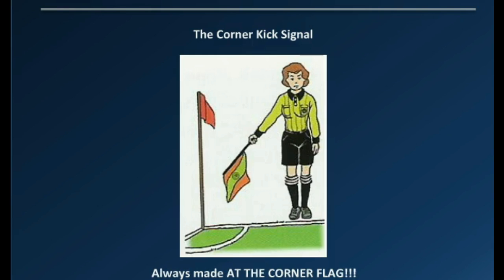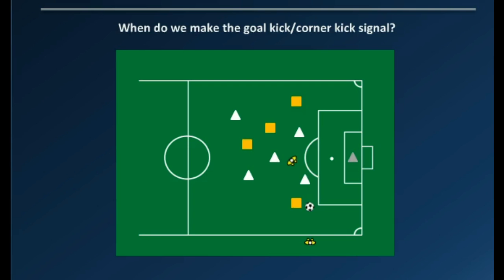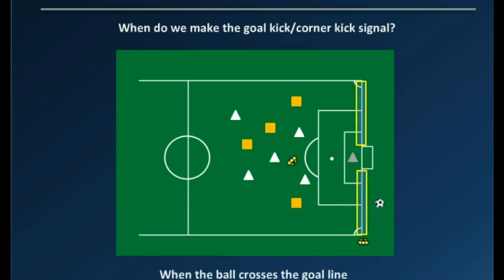The AR always points to the corner flag on his or her side of the field when signaling for a corner kick, even when the corner will be taken from the opposite corner. Don't point across the field, as this will look like you are signaling for a goal kick. The goal kick signal is given when the ball leaves the field over the goal line on the AR's end of the field last touched by an attacker and is not a goal. The corner kick signal is given when the ball leaves the field over the goal line on the AR's end of the field last touched by a defender and is not a goal.